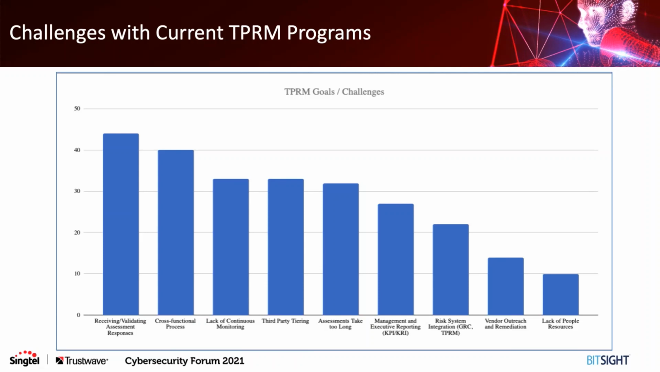But there are a number of challenges that exist for TPRM programs today, including validating vendor assessments, coordinating a cross-functional process, having a lack of continuous monitoring, having difficulty in tiering, assessments tend to just take too long, a lack of executive reporting about all of the above, a lack of integration with other capabilities like GRC or third-party risk management programs, a lack of vendor outreach or follow-up for remediations, and finally, a lack of resources for third-party risk management tasks.